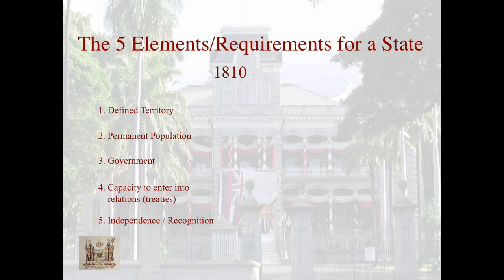Okay, so back to our 5 elements and requirements for a state: defined territory, population, government, treaties, independence. Okay, so in 1810, Kamehameha I and his sons were thinking about these 5 elements. They were thinking about nation states. They had been introduced to nation states by other nations visiting their shores. And Kamehameha II, Liholiho, went out and visited other nations. He was in England actually, even when he died. He died in England in 1824.